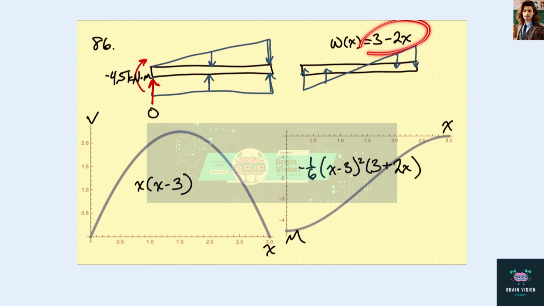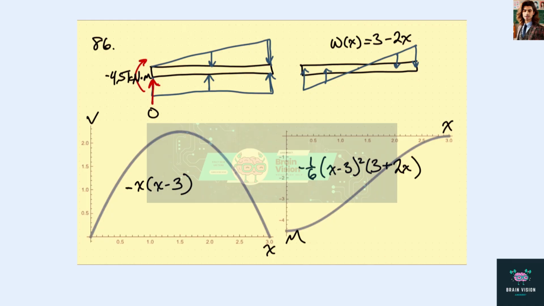To get the shear, we can integrate this and then find the constant of integration. The constant of integration is actually going to be 0 because we know the shear force is 0 when x equals 0. And so our function for the shear force throughout the region is x times the quantity x minus 3. So we just have this parabola here. Then, let's see here. I think I forgot to put a minus sign in here. Yeah, I did. So let's see here.